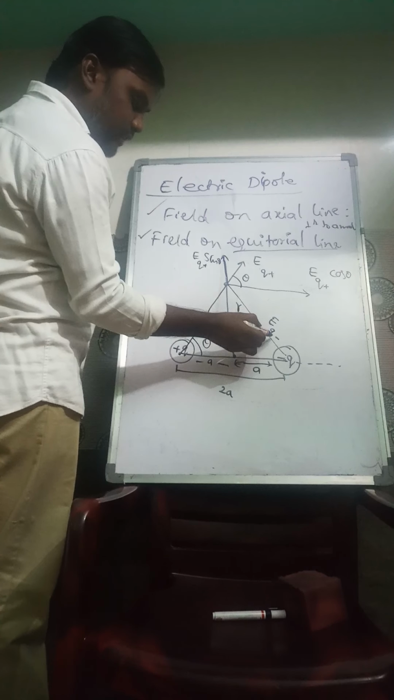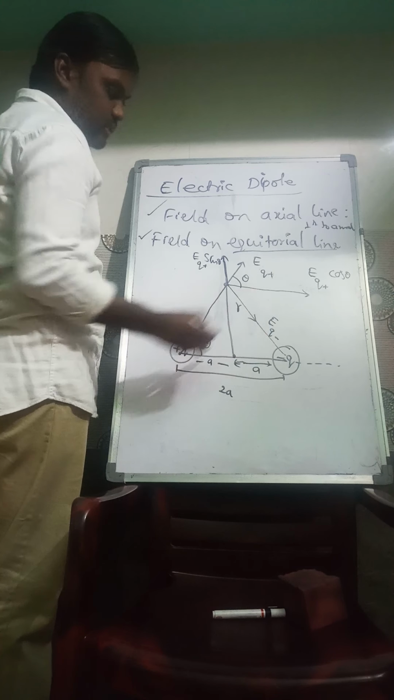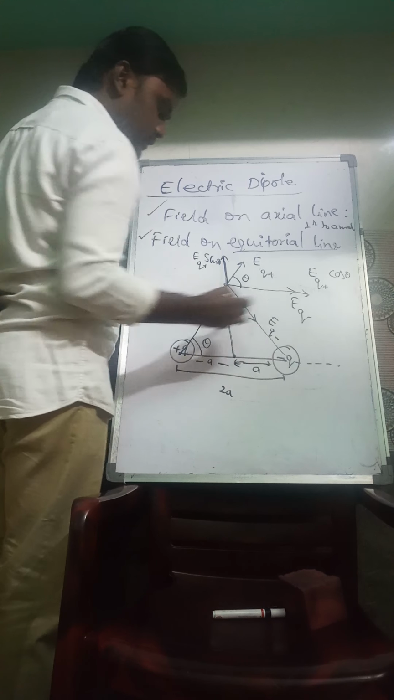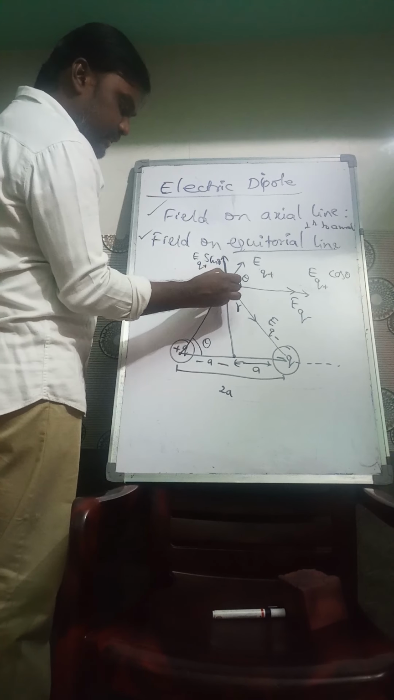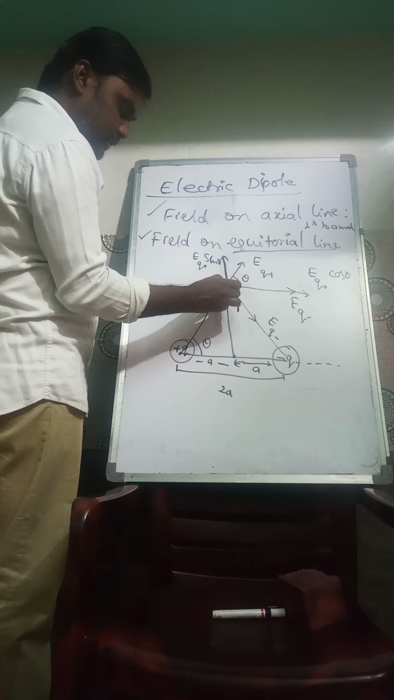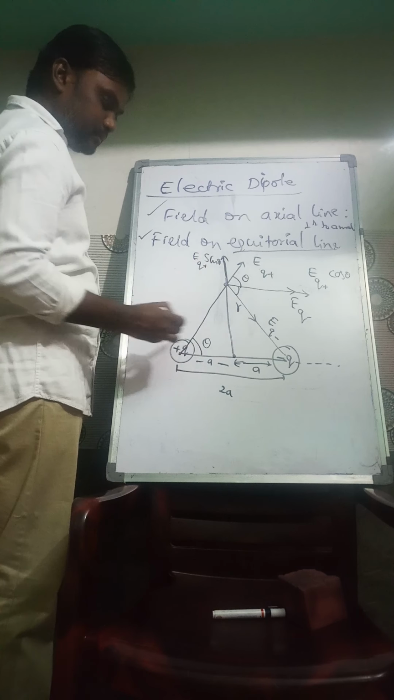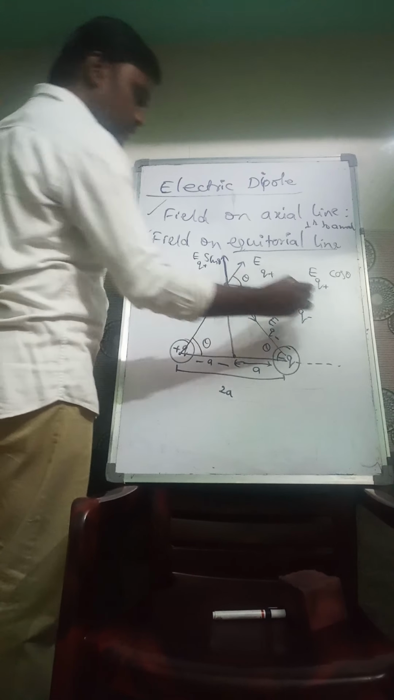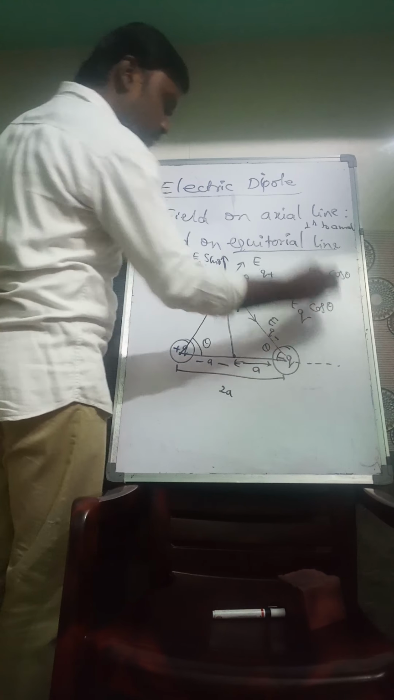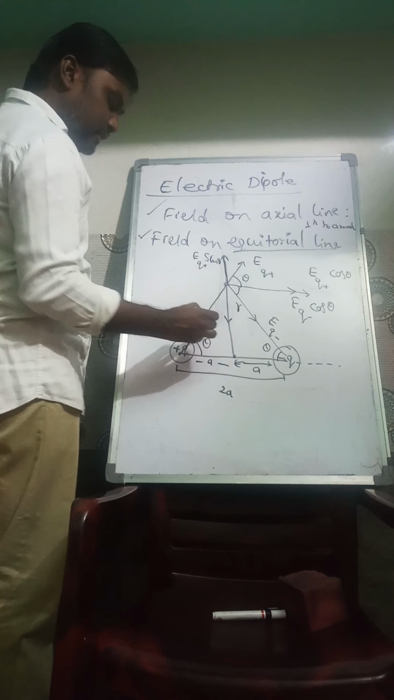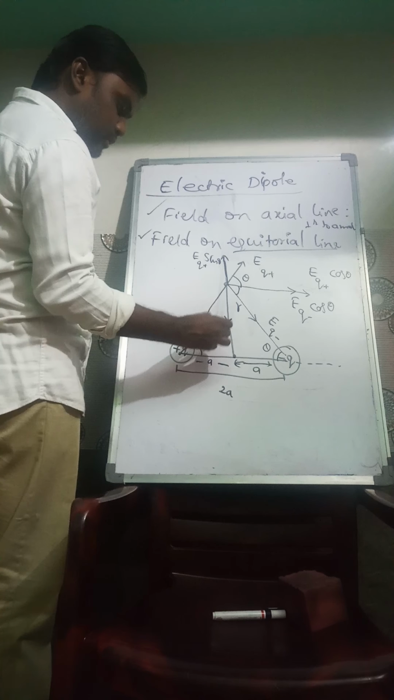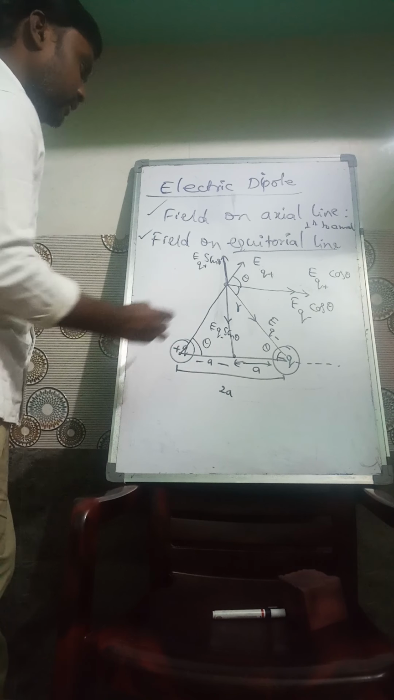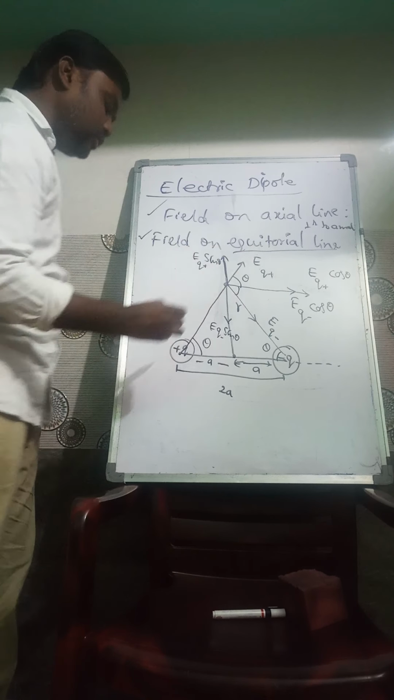The same way, E q minus is also resolved into two components. This is E q minus, and this is also angle theta only, as these are alternate angles. So this is E q minus cos theta, and this will be E q minus sin theta. Here, first of all, we'll write down the magnitude of E q plus.